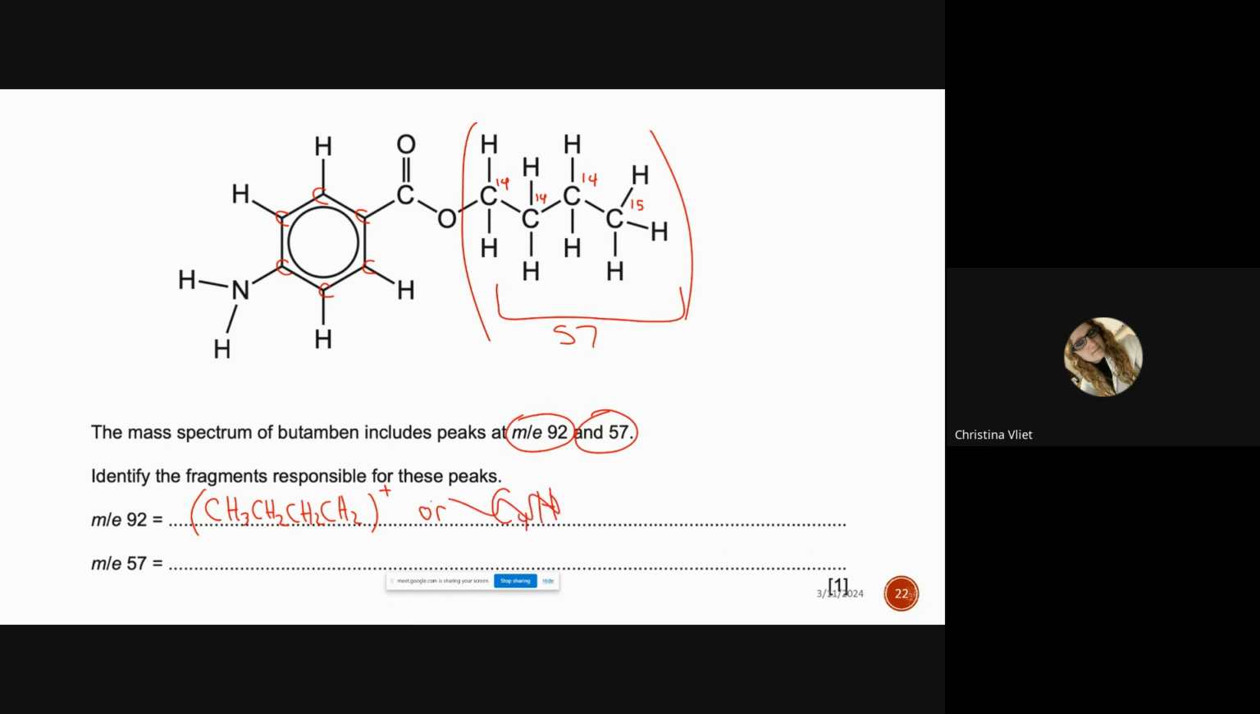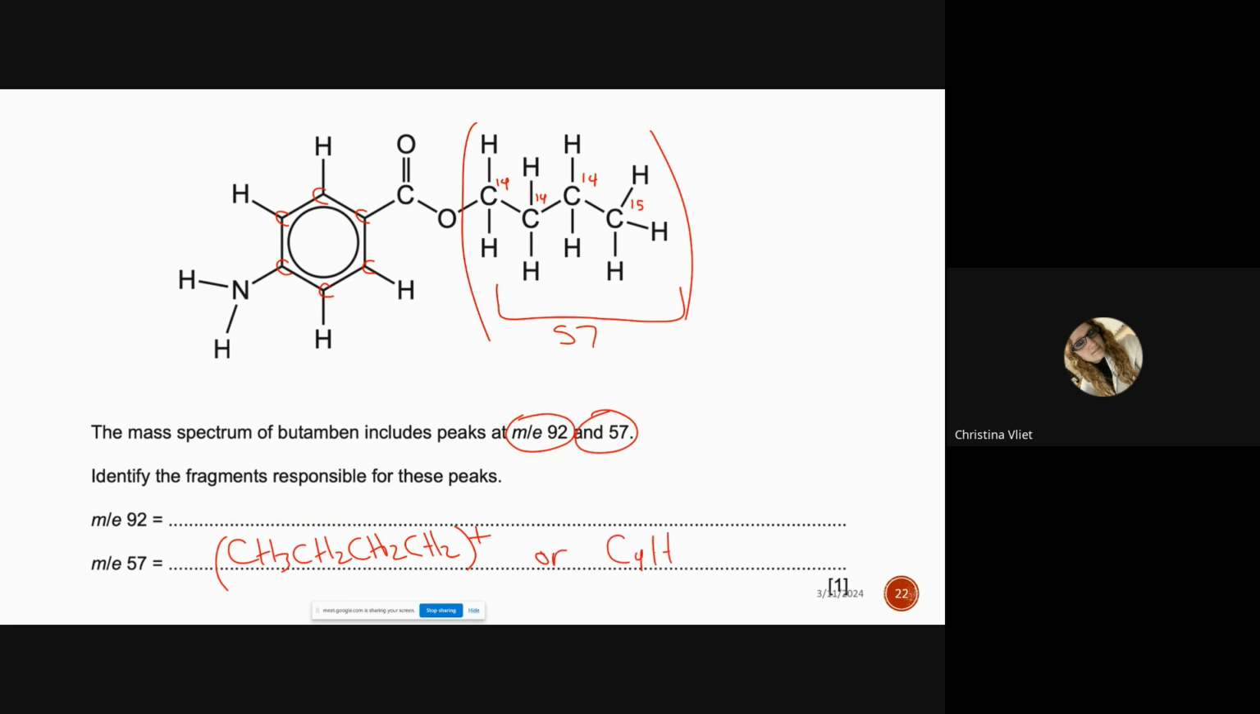Oh, sorry. It's this one. Let me delete. I would just do an arrow, but nah, I'll write it at the bottom. So it would either be CH3, CH2, CH2, CH2 plus, or the other answer you can say is C4H9 plus. These are acceptable answers.